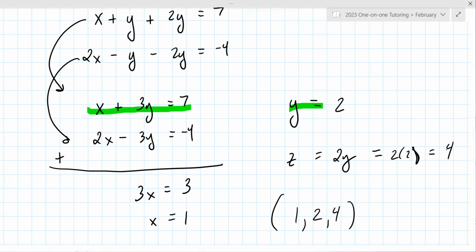Where should we go from here? Okay. Let's see. I kind of already did that last time.